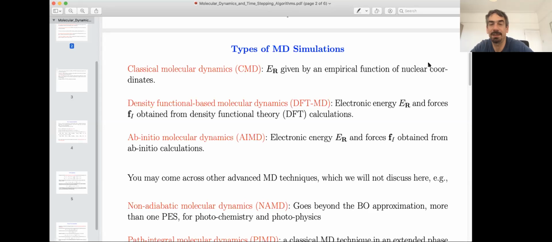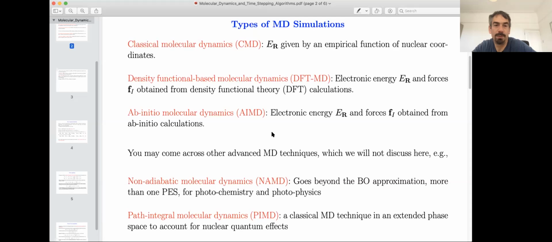On the other hand, with classical MD you have empirical force fields, so they're typically not very accurate, and you cannot do chemical reactions, for instance, whereas with DFT MD you can simulate chemical reactions. So depending on the problem you have to solve, you either use classical MD for large systems or for long time scales, but then you can't do chemistry, or you can do density functional theory based MD.